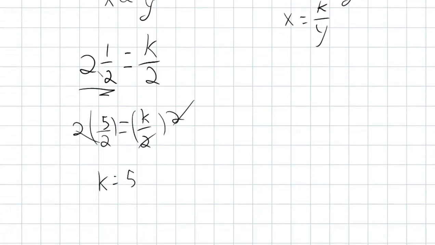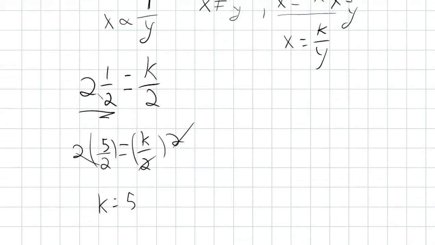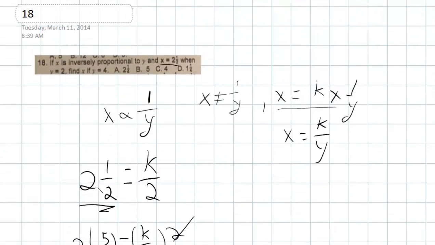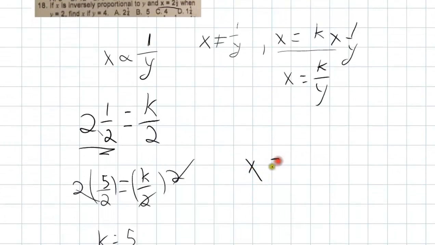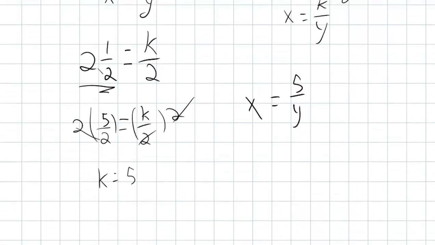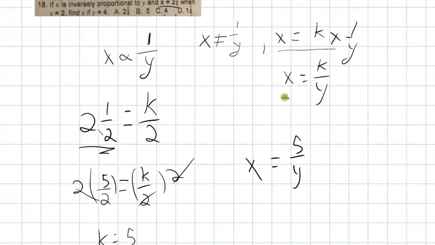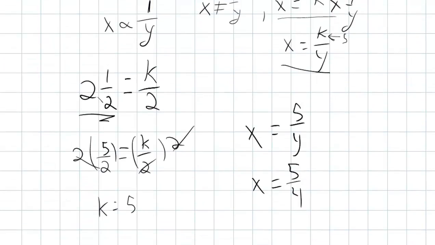Okay, and so now what you want to do is you want to say, well, now we know k, so x is equal to 5 over y, right? So that was our k. Here's our expression. I plugged in 5 for k. Okay? So now we're going to solve. They want us to find x if y is equal to 4. So x is equal to 5 over 4. Okay? So that's fairly simple.